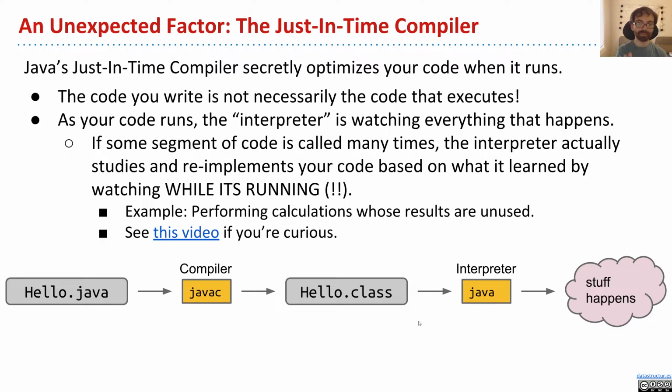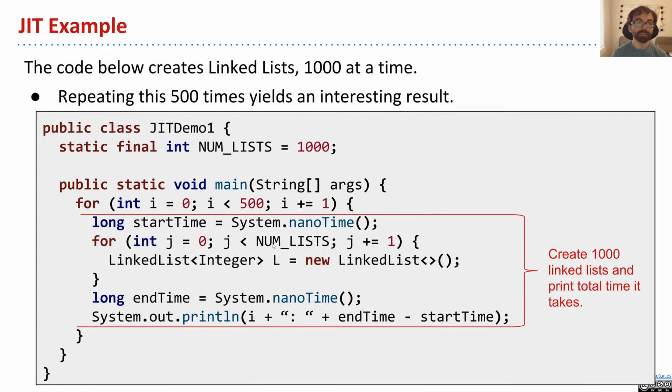Let's see an example just to make sure that this all makes sense. Here's a piece of code that I'm calling JIT demo. It's provided in the lecture code repo. What this code does is pretty simple. I'll talk through it relatively slowly. It does the following 500 times. It gets the current time. It creates 1,000 linked lists. It gets the time after those 1,000 linked lists are created, and then it prints out how much time was needed. So in other words, this block of code creates 1,000 linked lists and prints the total time it takes to create those 1,000 linked lists. And it does that 500 times.